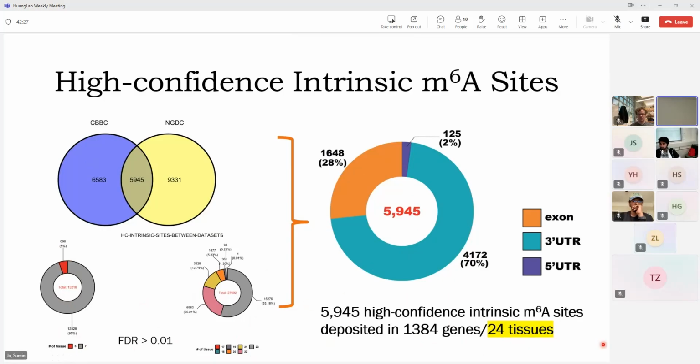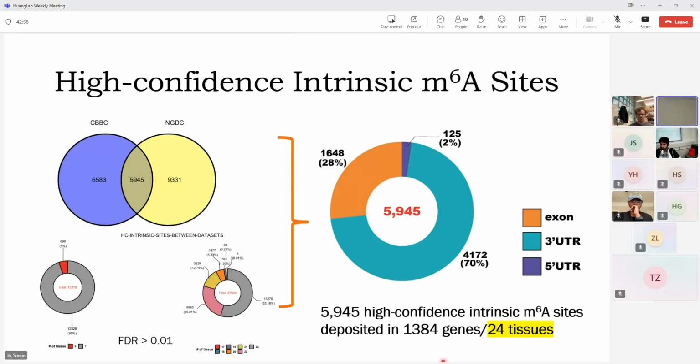So finally, the intrinsic m6A sites we identified are first the significantly shared sites, and then we overlay the 2 datasets together. We finally have this number of high confidence intrinsic m6A sites deposited in 24 different tissues, out of 69 tissue samples.